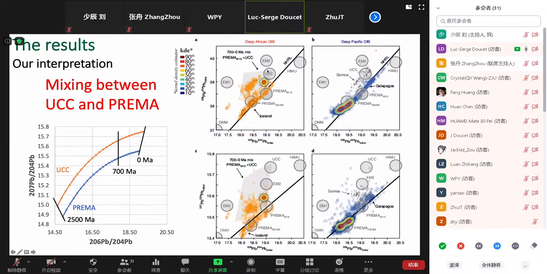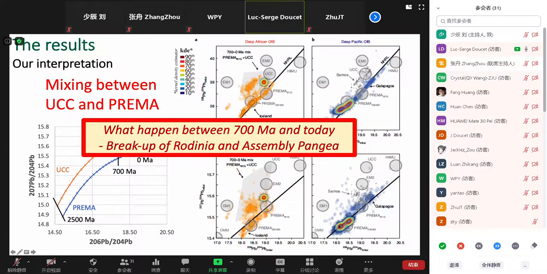So we can explain the composition of the African domain by a mixing between the mantle and continental crust, which is weird because we are right in the middle of the ocean with these OIB and LIPs, right? And we excluded every interaction with the crust to make sure that we're seeing deep signatures. Most importantly, it works in different diagrams, in different isotopic systems. So we have something happening at 700 million years and today.